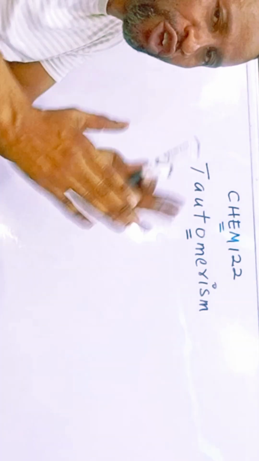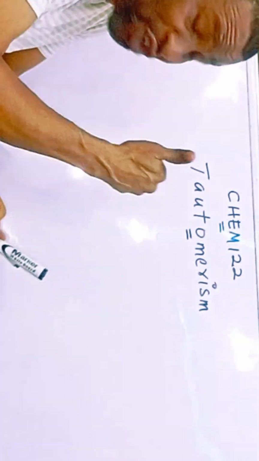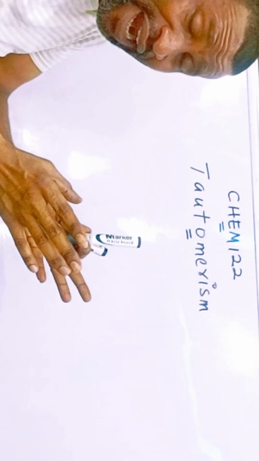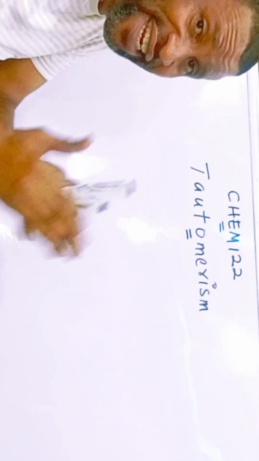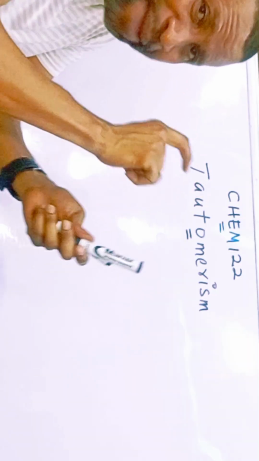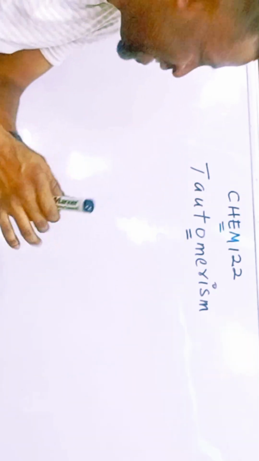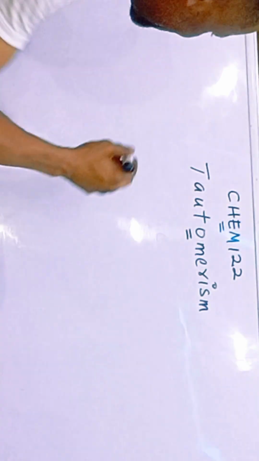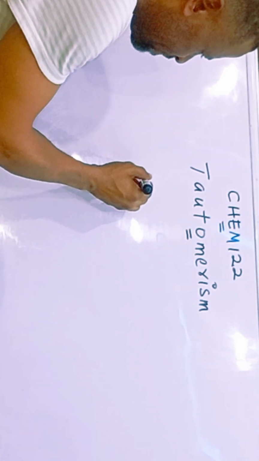When you see two functional group isomers, two organic compounds with the same molecular formula but differ structurally in their functional group, if you have two of them existing in dynamic equilibrium with each other, then you have what we call tautomerism. A typical example is this. Take a look at somebody like this.